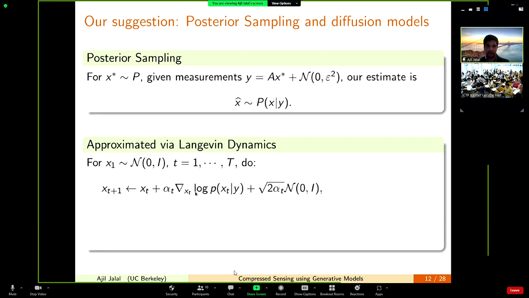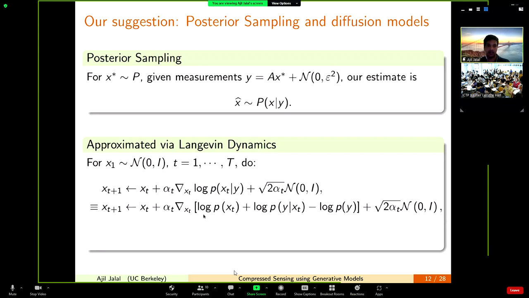And now if you write this posterior out using Bayes rule, you get the gradient of the marginal density plus the likelihood density minus the log of the normalization factor. But since you're differentiating with respect to your current image, the gradient of this normalization factor with respect to your current image is zero, and that goes away. And the diffusion model can provide some approximation for the gradient of the log marginal.